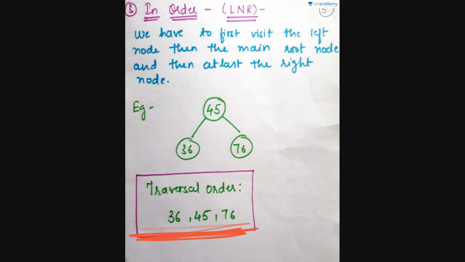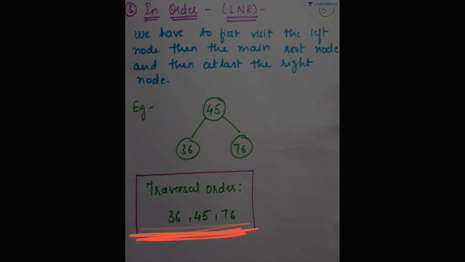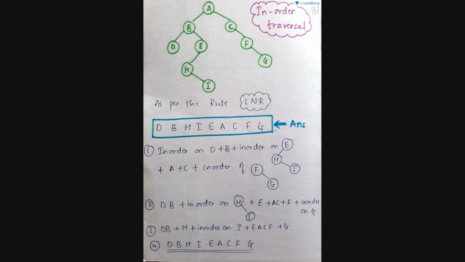For better understanding, I'm taking a bigger example, so let's move on to that. First, I'll be taking inorder traversal. In this tree, I have A, B, C, D, E, F, G, H, I. For inorder, we have the rule L, N, R. Firstly, we have to visit the left node. A is the root node, so what is its left node? B is the left node. But here, B is the root node for D and E. So we go for D, the left node of B. D will be first in the order, because there are no subroots for D. So I have written D first.